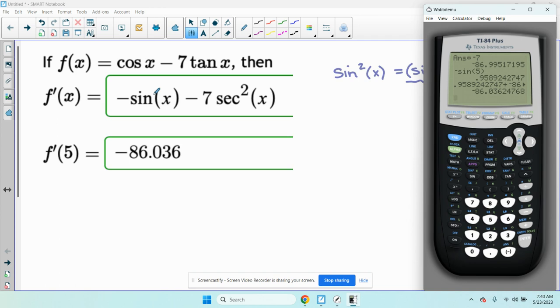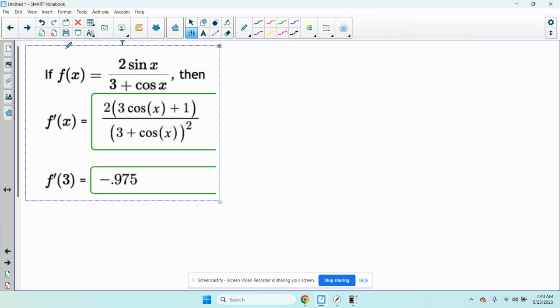Or if you're more comfortable using an online calculator, I don't have any problem with using online calculators to figure out what these values are, because they do generally work better than the TI.